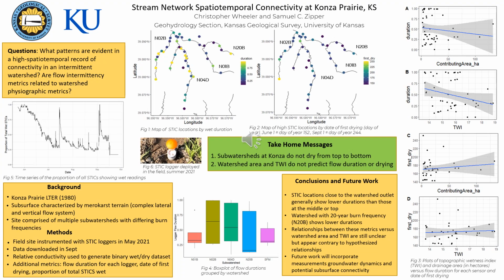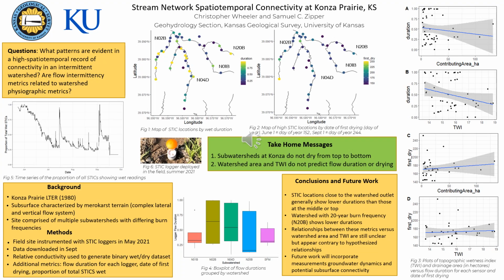Furthermore, contrary to hypothesized relationships, comparisons of these metrics to point scale physiographic metrics, namely topographic wetness index and watershed area, show that the metrics do not predict flow duration or drying. These comparisons are shown in Figure 3.